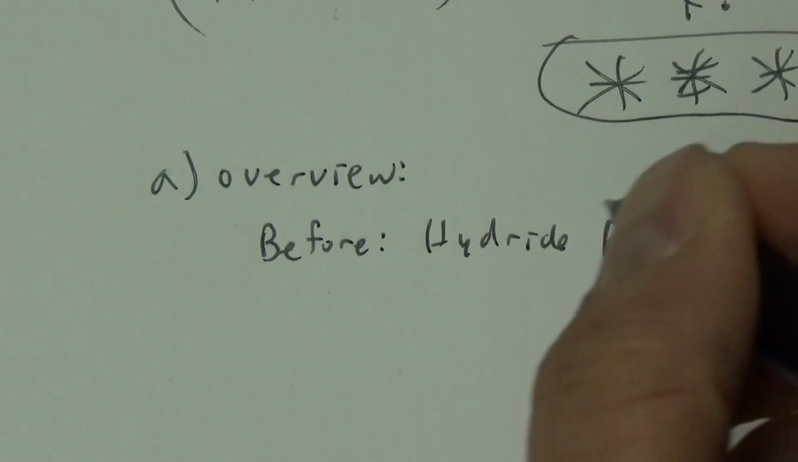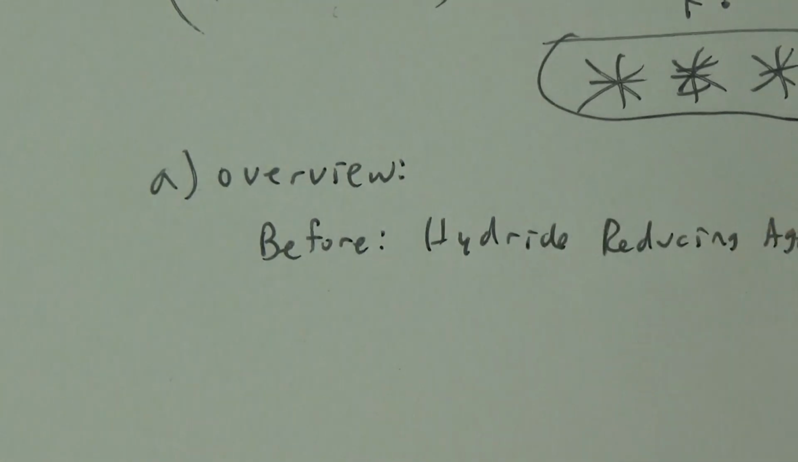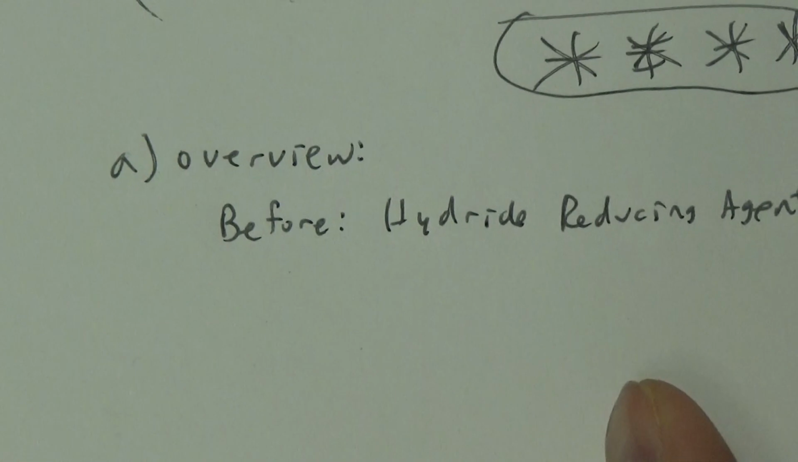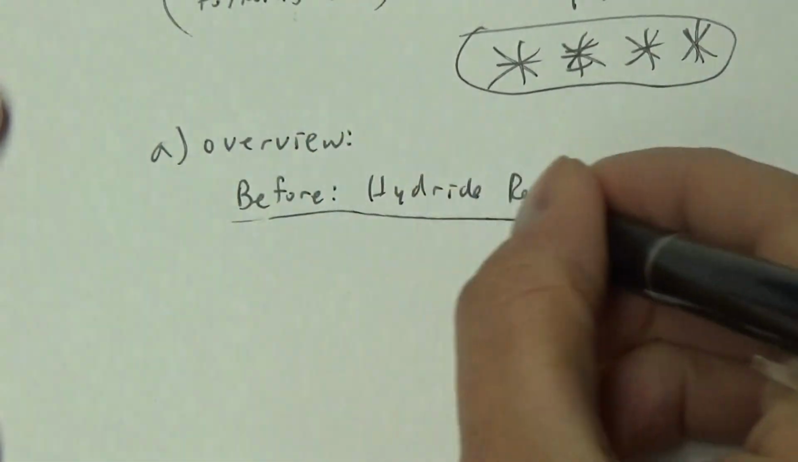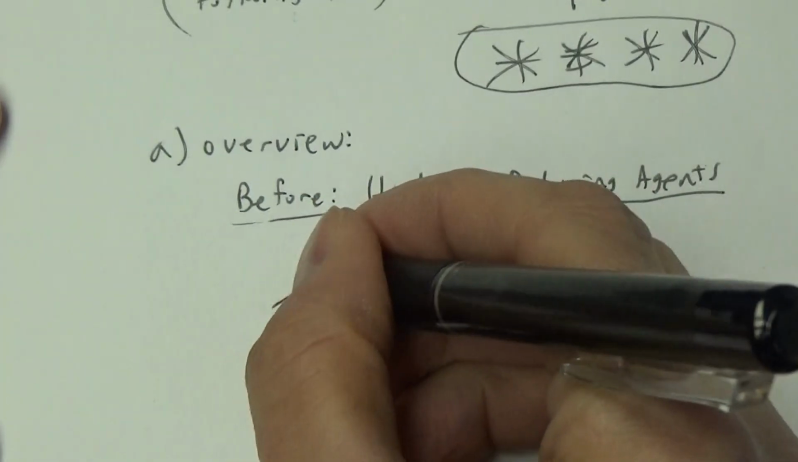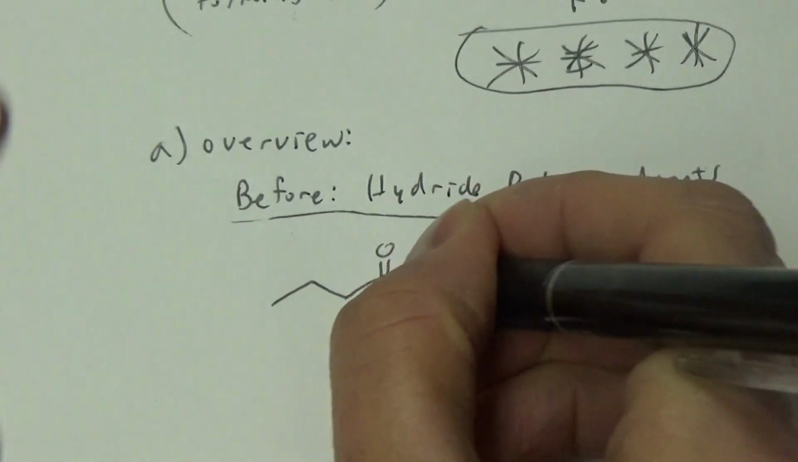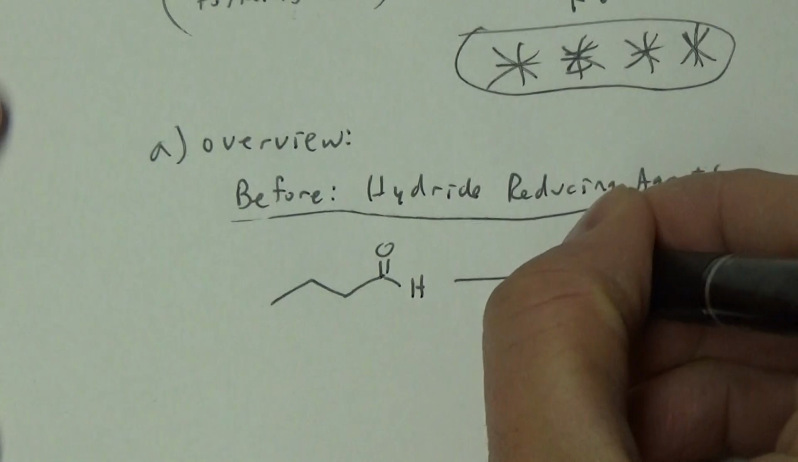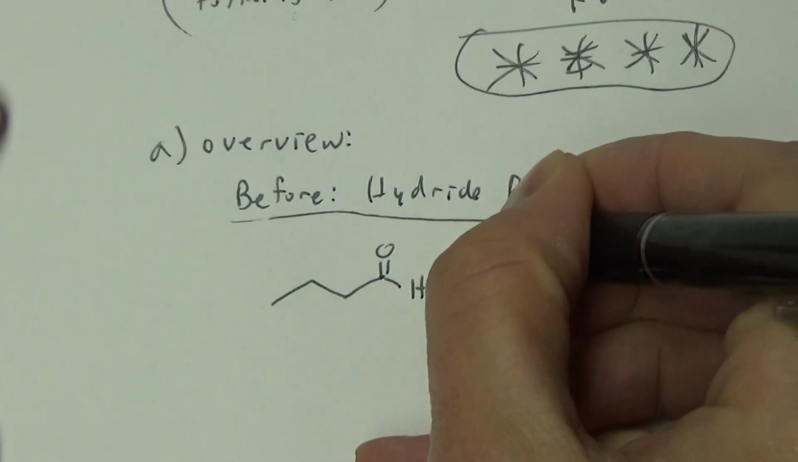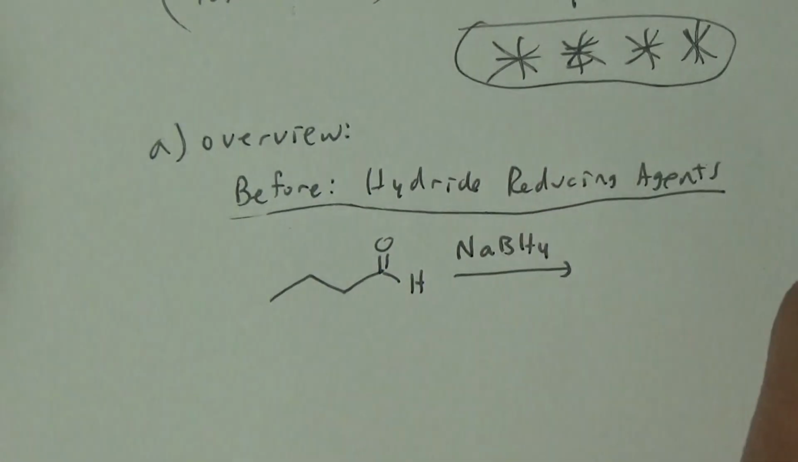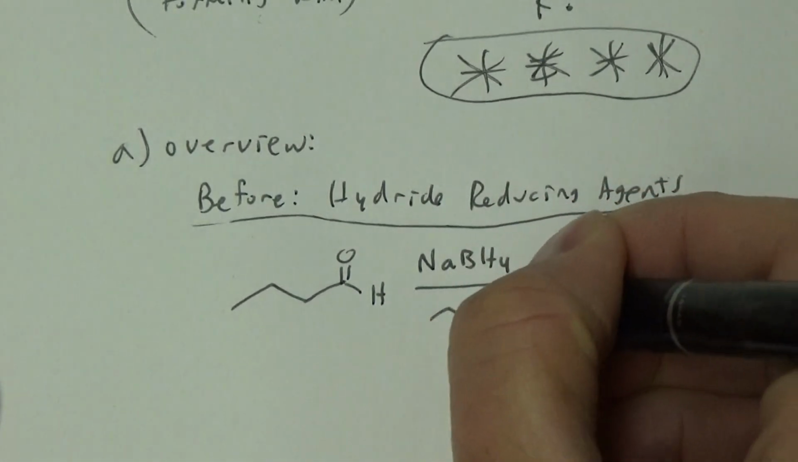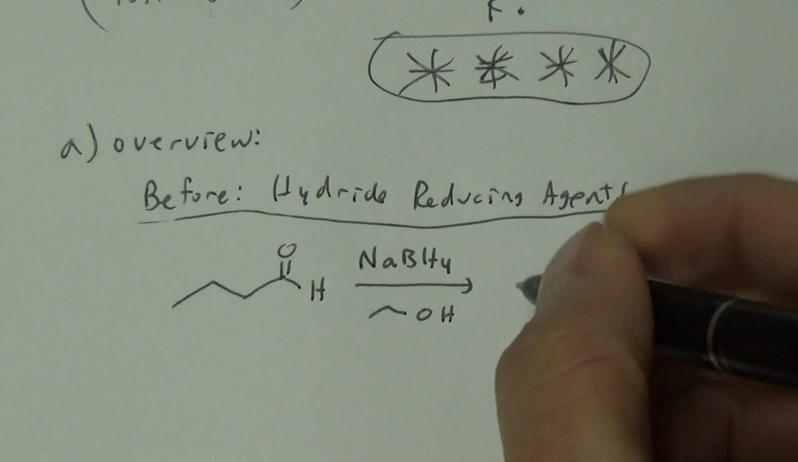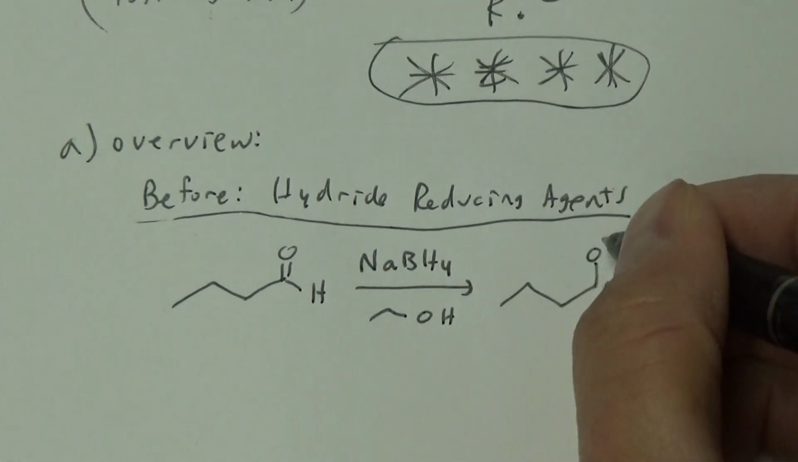Reducing agents, remember those? NaBH4, LiAlH4, remember all that stuff? Okay, so when we had an aldehyde and we reacted it with NaBH4, typically in ethanol or methanol or some alcohol, you would get an alcohol, right?